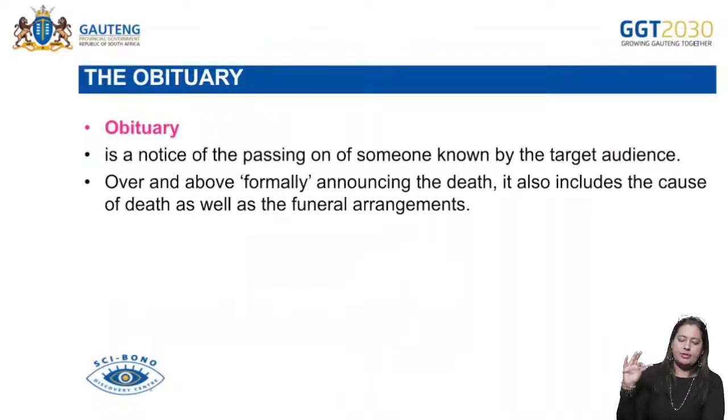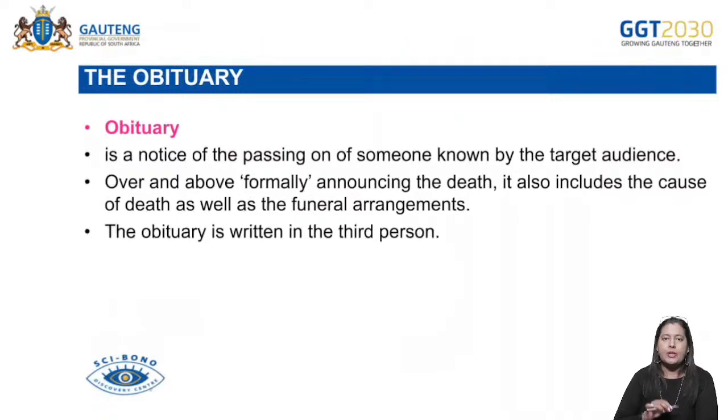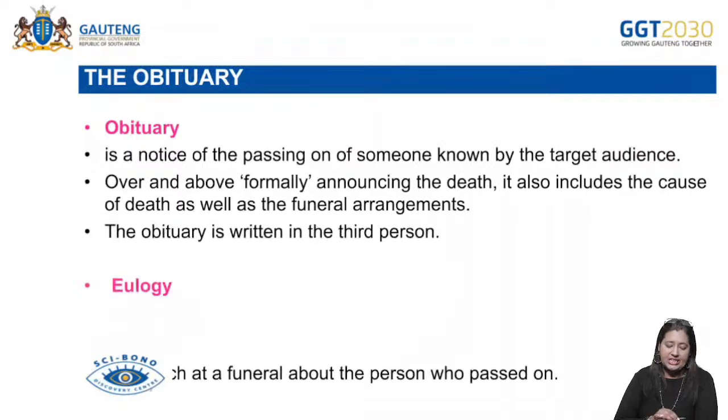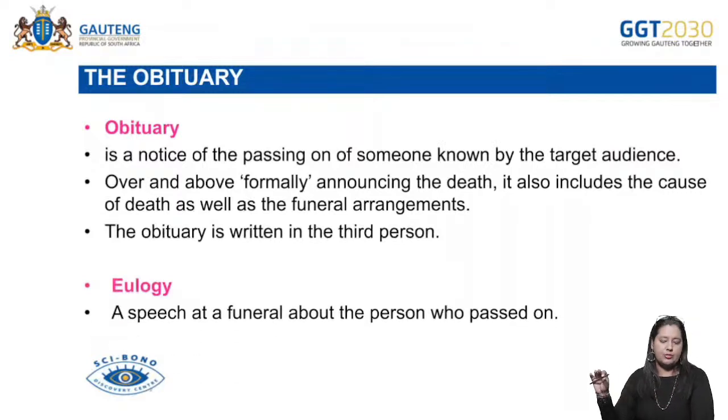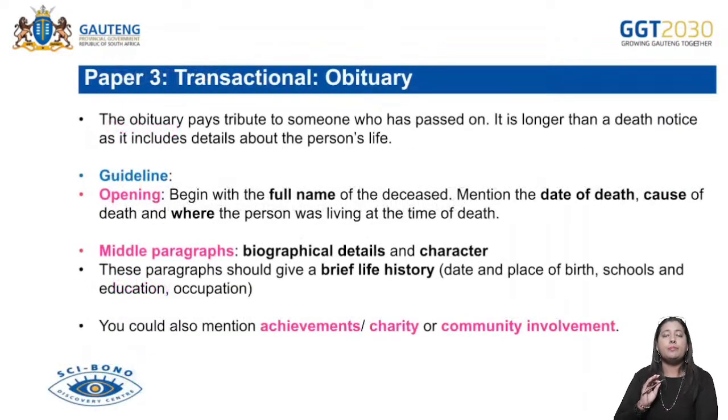So over and above formally announcing the death, you are going to look at the cause of the death of the person and the funeral arrangements. It's written in the third person, please. It's not the eulogy, which is then the speech that's given at the funeral. You're not doing the eulogy, you're doing the obituary. Hence, you're going to be paying tribute to someone who has passed on. You're going to include, for example, in the opening, the full name of the deceased, the date of his or her birth, the cause of death, and where the person was living at the time of death.